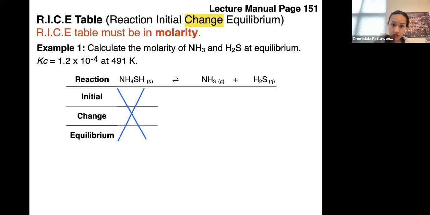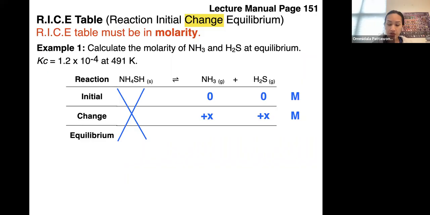So that means we are going to assume that at the beginning, we have 0 concentration of the product. Let's assume that at the beginning we don't have any product at all. Okay, so now the change. The change would be positive in this case, because over time the product is going to increase. Therefore you are going to get a positive X for the change.